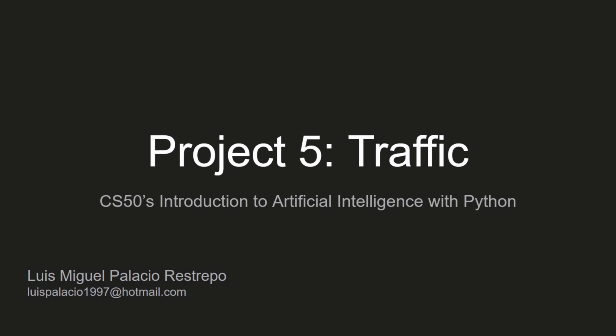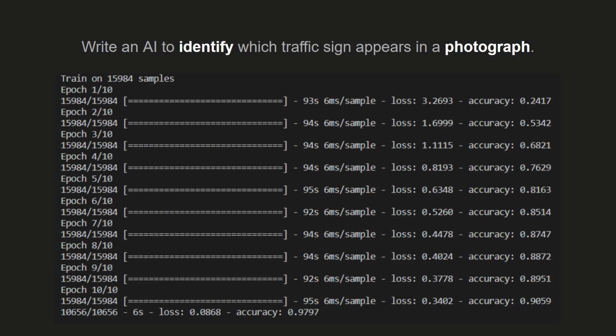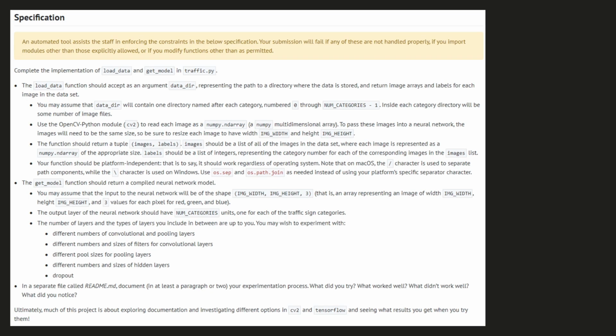Hi, I'm Luis, and in this video I'm gonna show you the functionality for the solution of the traffic project from the Introduction to Artificial Intelligence with Python. So the assignment was to write an AI to identify which traffic sign appears in a photograph with an accuracy of 97%. So we have the specifications.